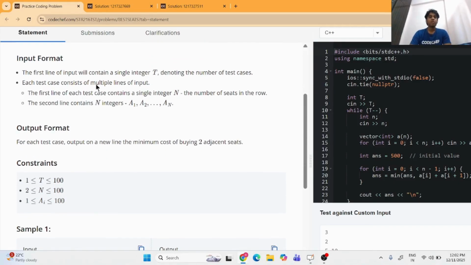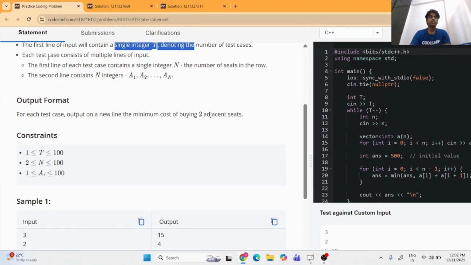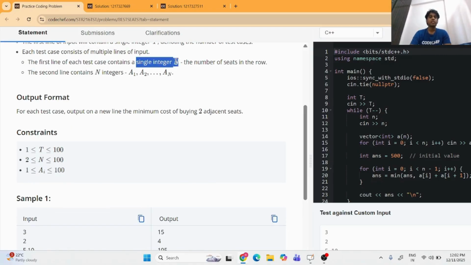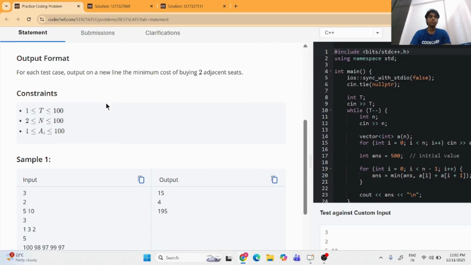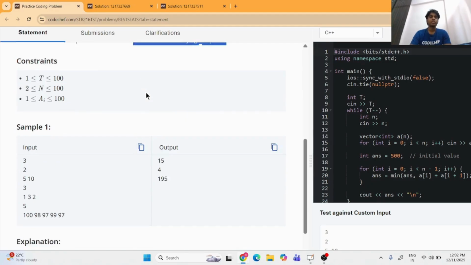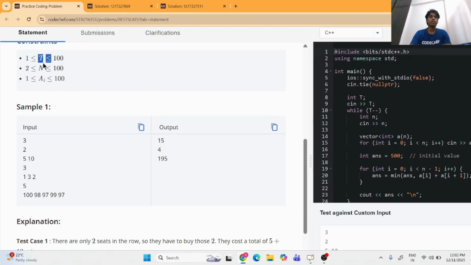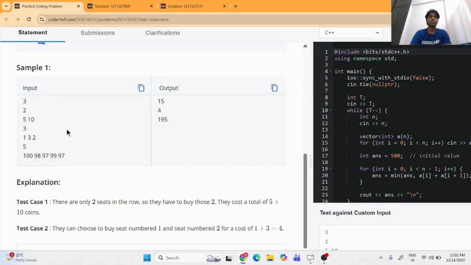Input format. The first line of input will contain a single integer t denoting the number of test cases. Each test case consists of multiple lines of input. The first line of each test case contains a single integer n, the number of seats in the row. The second line contains n integers A1, A2 till A of n. Output format: for each test case, output on a new line the minimum cost of buying two adjacent seats. Constraints: t lies from 1 to 100, n lies from 1 to 100, A of i lies from 1 to 100. So guys, now let's understand the sample.